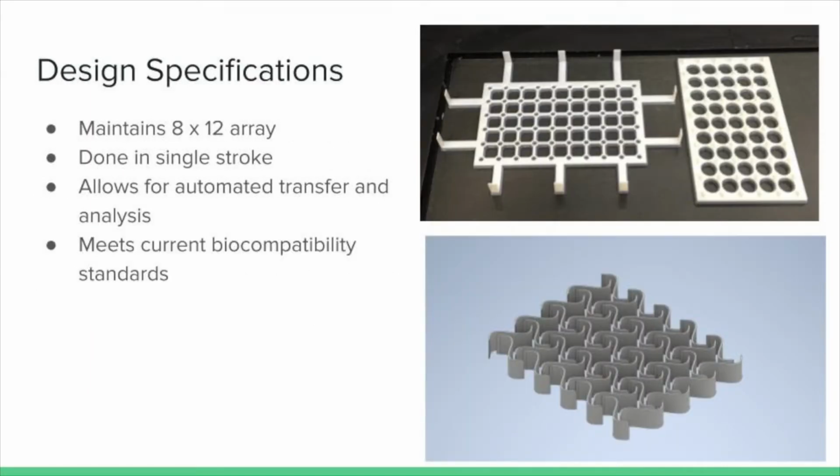When creating and looking at the product, there are several parameters we must meet. The first is to match with a 96 well plate and needs to be done in an 8x12 array. To improve the throughput, it must be done in a single stroke and the process must be completely automated. Lastly, since we are involved with chemicals, it must meet all biocompatibility standards.